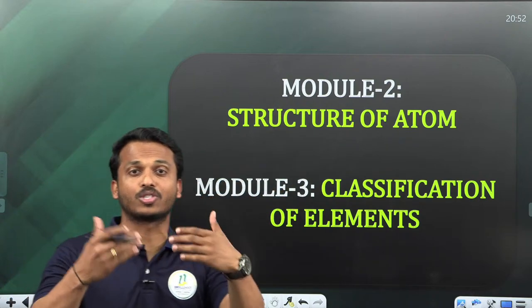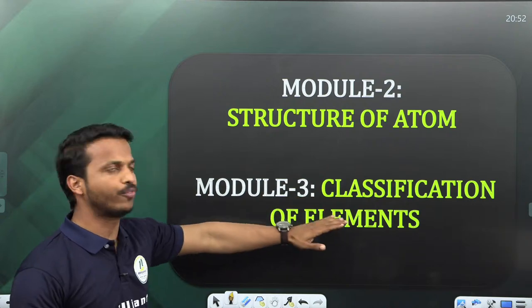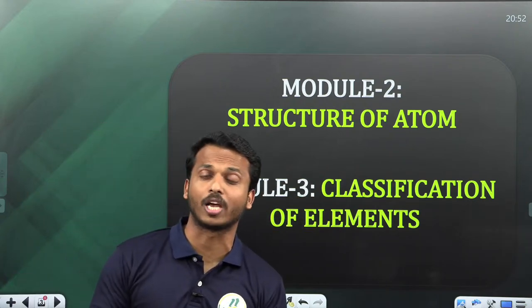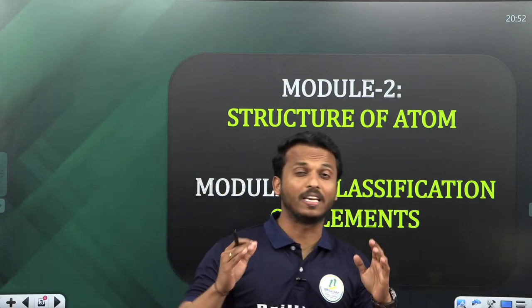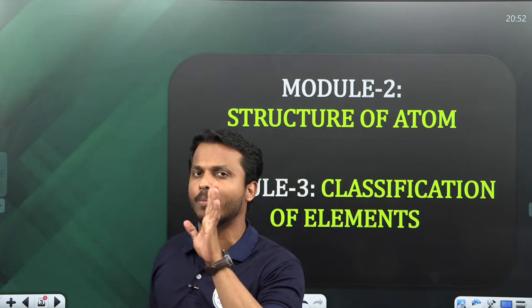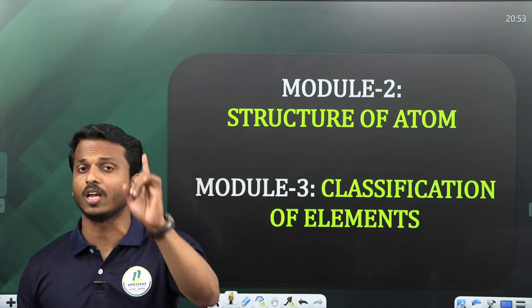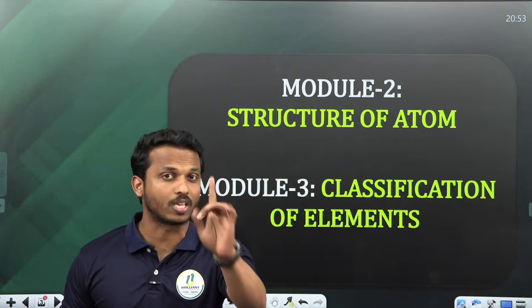The question which we discussed last class was from the structure of atom chapter. Now we are going to the classification of elements chapter. As per our upcoming NEET examination, from the structure of atom chapter and classification of elements chapter, we can expect around 3 to 4 questions altogether. Don't forget to study each concept thoroughly.